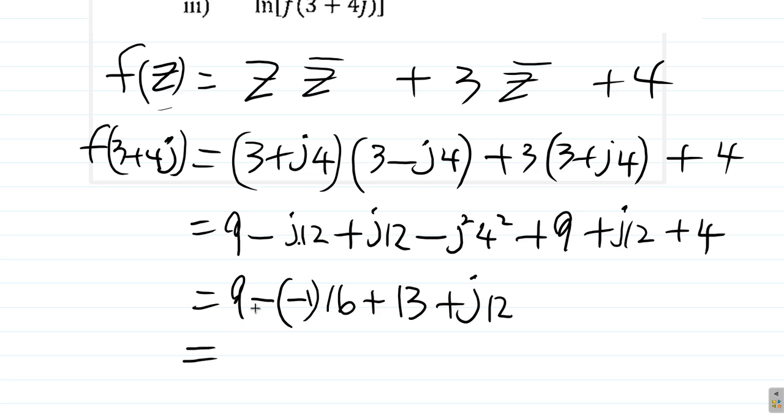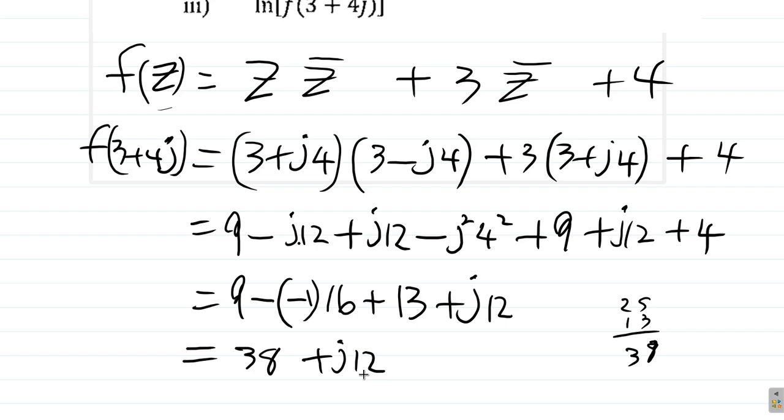Now, this is going to be 9 minus negative 16 is 9 plus 16. 9 plus 16 is going to be 25. 25 plus 13, 5 and 3, 8. 2 and 1, 3. So you get 38. So when you add the numbers, you get 38 plus j12. Alright?